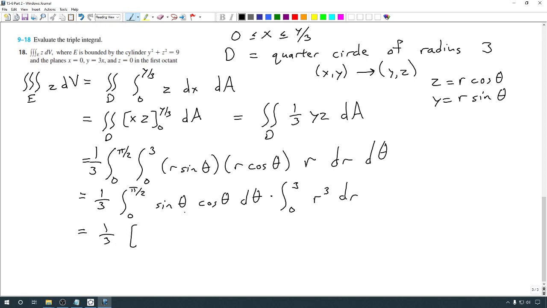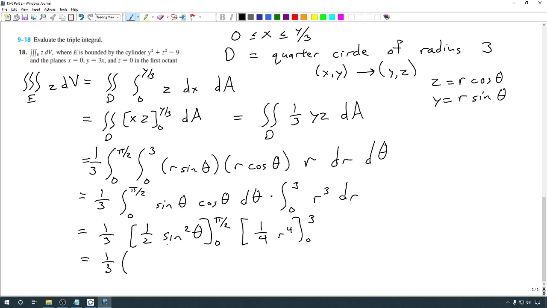This first integral, I would evaluate this by making a substitution. I would set u equal to sine. That means that du equals cosine d theta. And so essentially this integral just becomes the integral of u. The integral of u is 1/2 u squared, but our u is sine, so we have a 1/2 sine squared from 0 to pi over 2. Integral of r cubed is just going to be a 1/4 r to the 4th, still from 0 to 3.